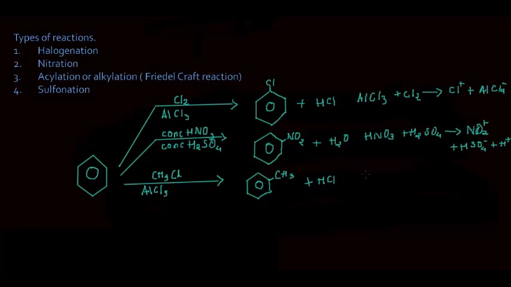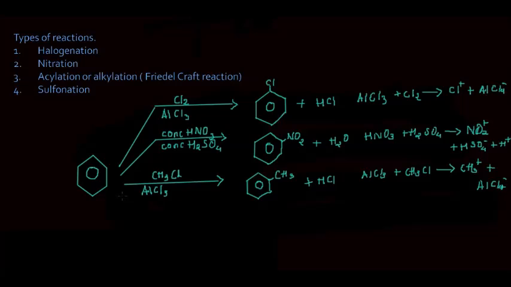Let's see the intermediate reaction which a catalyst undergoes to produce the electrophile. It is similar to the one which we have learnt in halogenation. So this produces the electrophile CH3+ and AlCl4−. This electrophile CH3+ reacts with the benzene to produce methyl benzene.